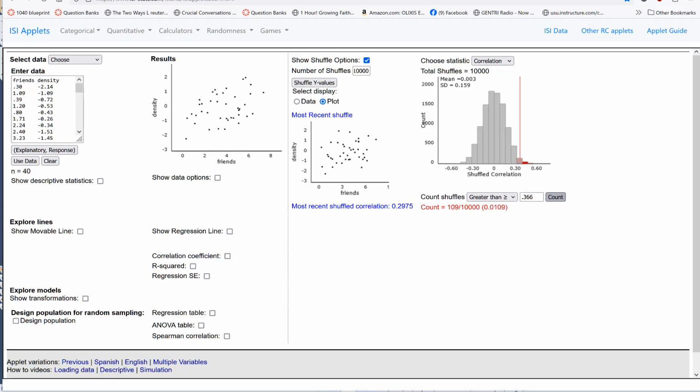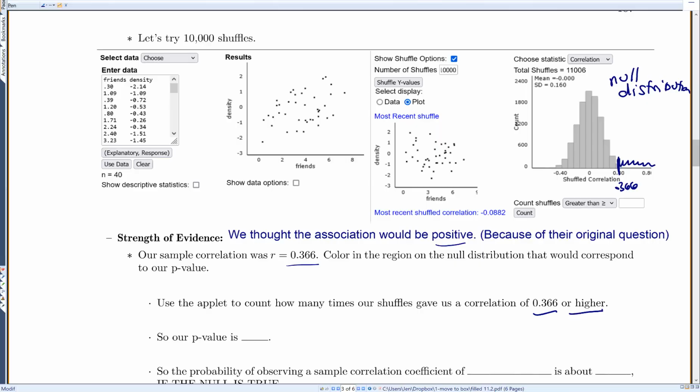Sorry, 1,000 repetitions. So it looks like this time, when I shuffle it, I got a count of 109 out of 10,000, so 0.0109. So our p-value is 0.0109.